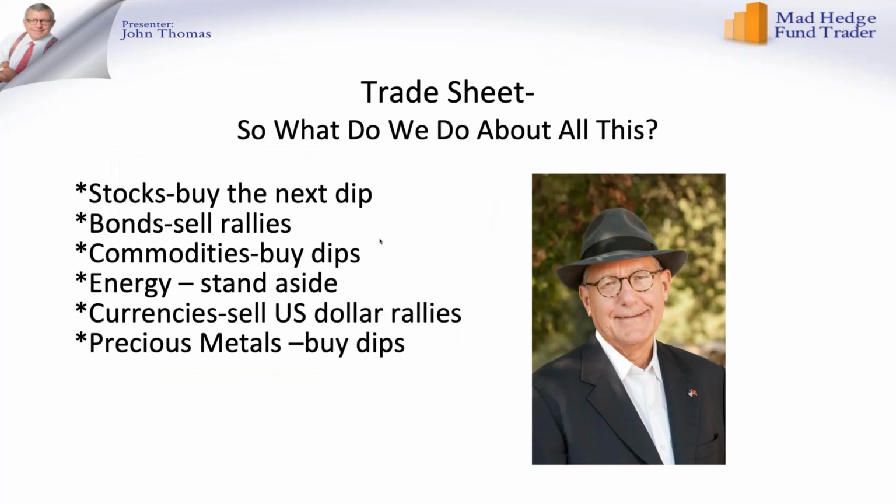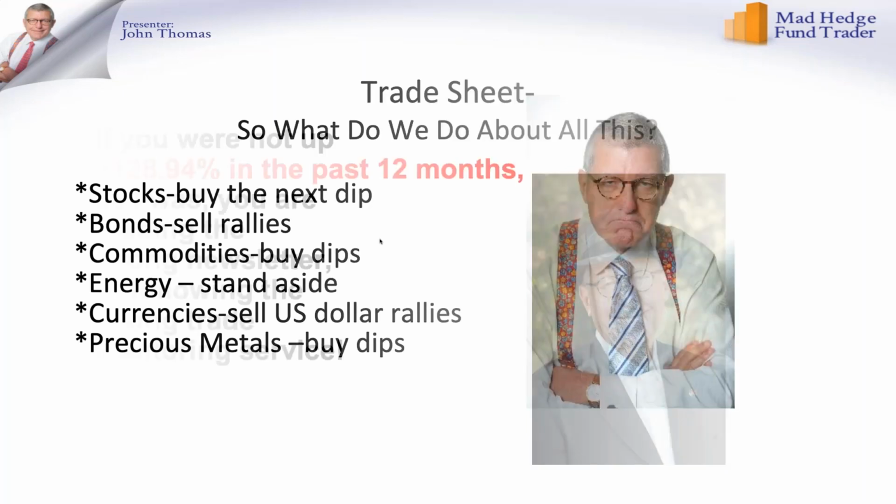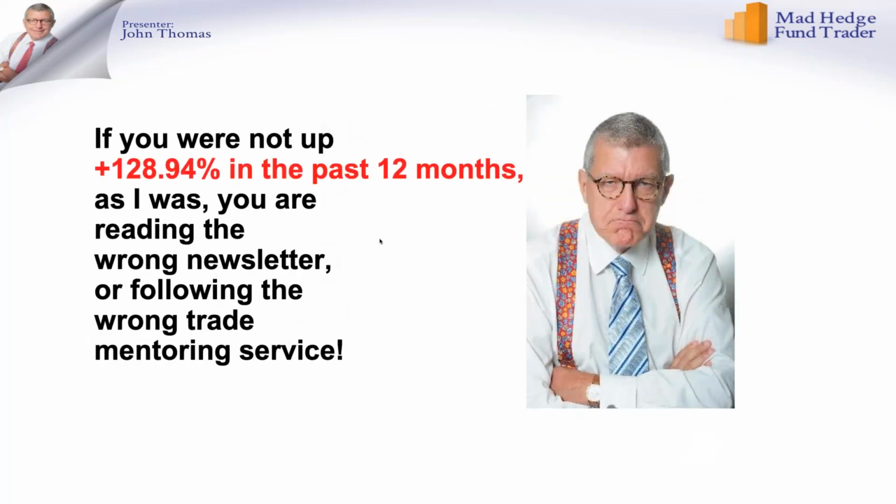So what do we do about all this? Stocks, you want to buy the next dip. Bonds, sell rallies. Commodities, buy dips. Energy, stand aside. Currency, sell US dollar rallies. Precious metals, buy dips. If you're not up 128.94% in the past 12 months as I was, you were reading the wrong newsletter or following the wrong trade mentoring service.